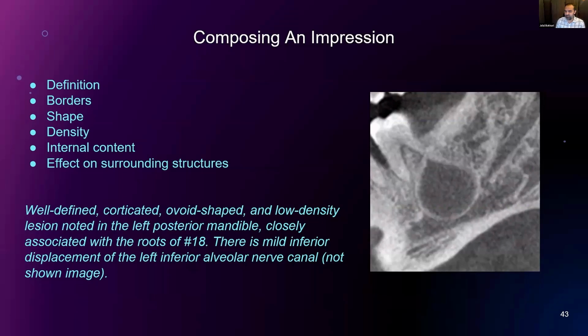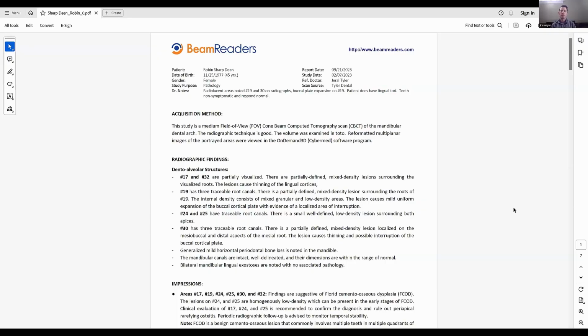Now we will take this example right here on the slide. And when looking at this entity, what I see is a well-defined, corticated, ovoid-shaped, low-density lesion noted in the left posterior mandible, closely associated with the roots of number 18. Now, it may not be apparent on this image, but when I was looking at this case, there was inferior displacement of the mandibular canal. Keeping these features in mind, I can postulate that this is likely representative of a cystic lesion. And please note that some benign neoplasms can show cystic properties, but that's for another topic at another time.